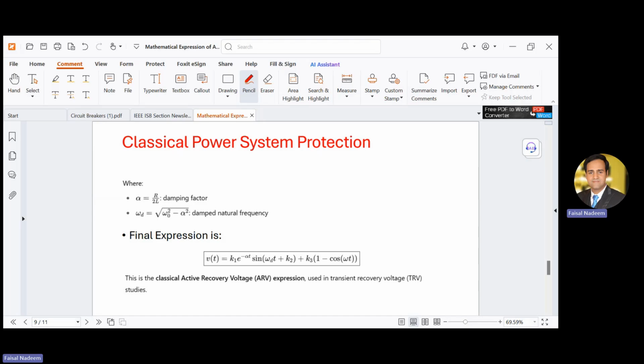If we replace this in the equation, the final expression is Vt is equal to K1 e to the minus alpha t sine omega d t plus phi plus K2 plus K3 times 1 minus cos omega t. In this form, we can calculate the classical active recovery voltage expression used in transient recovery voltage. Whenever we want to calculate the transient recovery voltage in the form of classical power system protection, with a time indication as well, the active recovery voltage can be calculated using this equation, which is a more advanced and more modern equation.